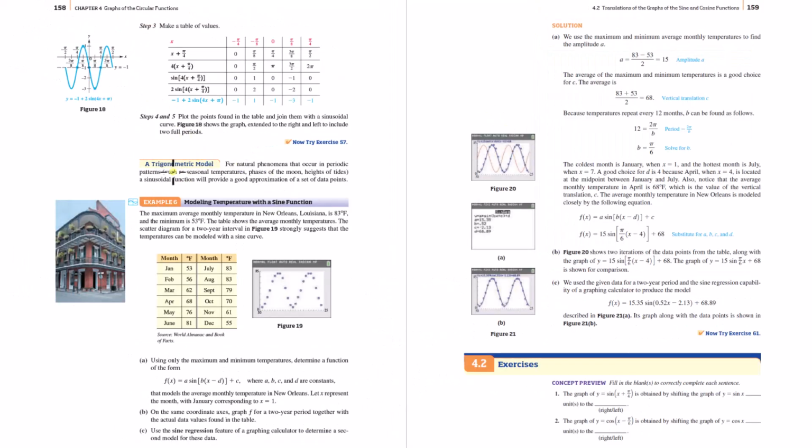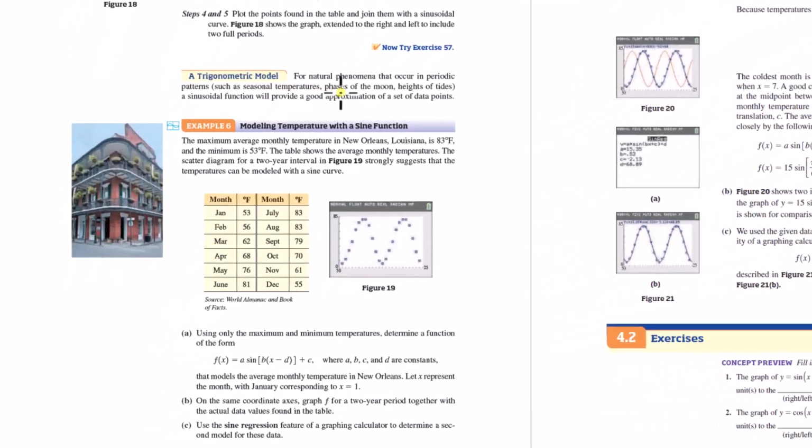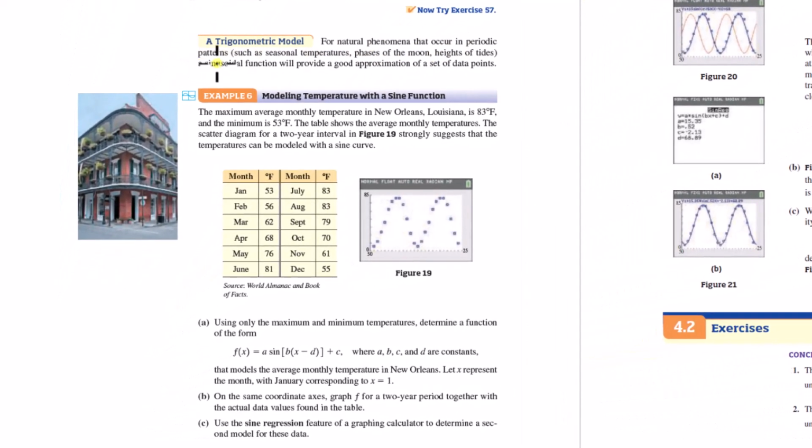Okay. A trigonometric model for natural phenomena that occur in periodic patterns, such as seasonal temperatures, phases of the moon, heights of tides. A sinusoidal function will provide a good approximation of a set of data points. Yeah, so we mentioned this in the previous section, but any kind of purely periodic things in nature, right? The sinusoids are the kings of, or is the king, I guess the sinusoid is just one term, the king of the periodic function, right? Anything that you can think of that is just like, wow, that is as naturally periodic as it gets.